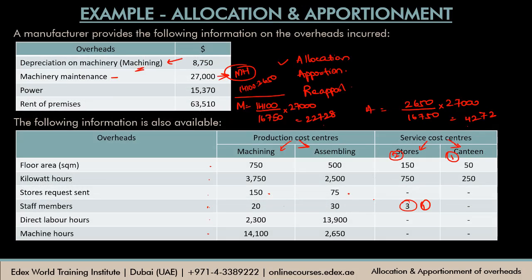So if I go back to the information given here, the canteen department is providing services to machining, assembly and stores because of the number of members in each three department, while the stores is just giving services to machining and assembly. It means only one of the service cost centers is giving services to another service cost center, while one service cost center is giving services to only production cost centers.